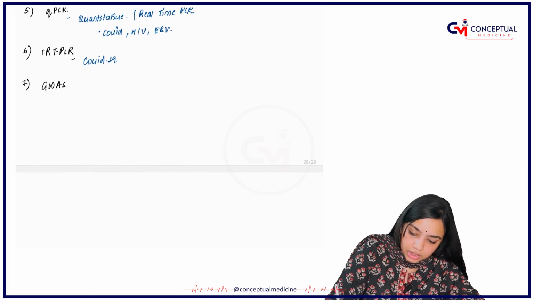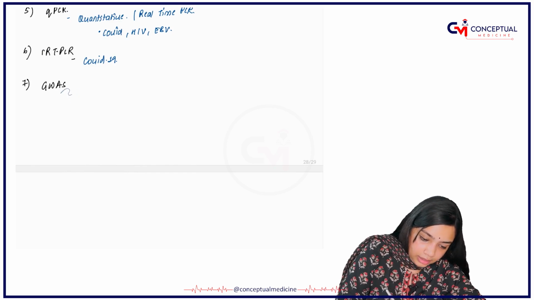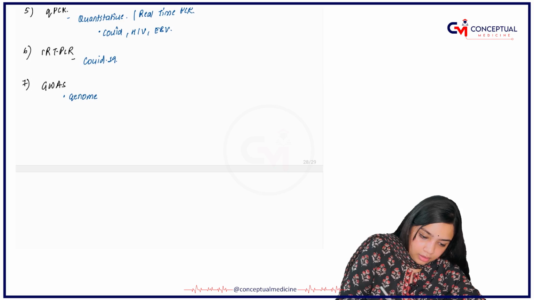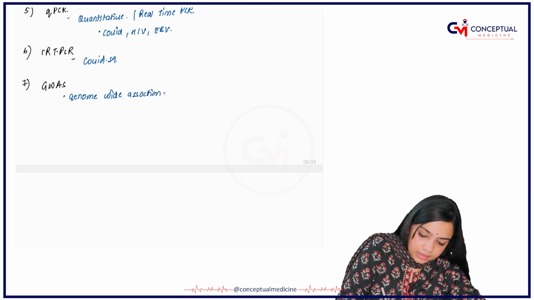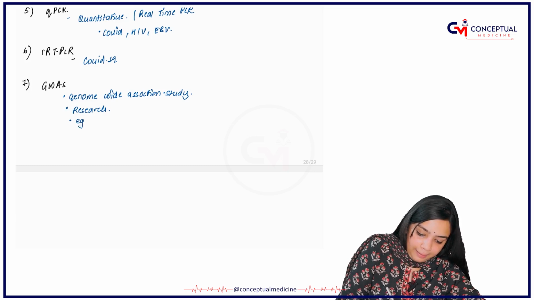Next on the plate that we have is the GWAS. What does GWAS mean? It means the genome-wide association study. It is mainly for your research purpose. And the examples are diabetes mellitus and hypertension.